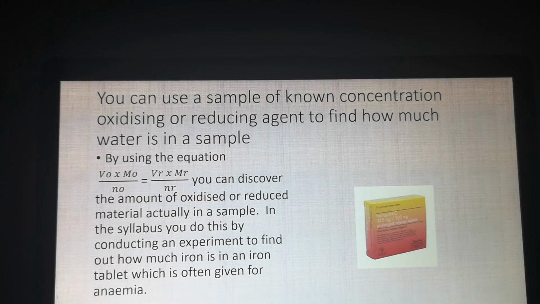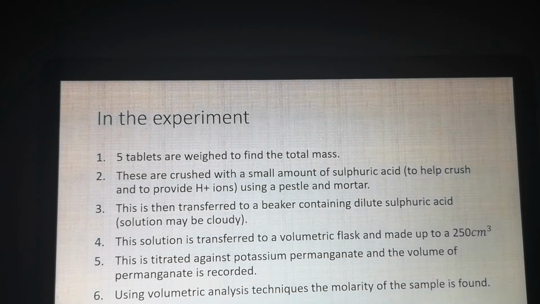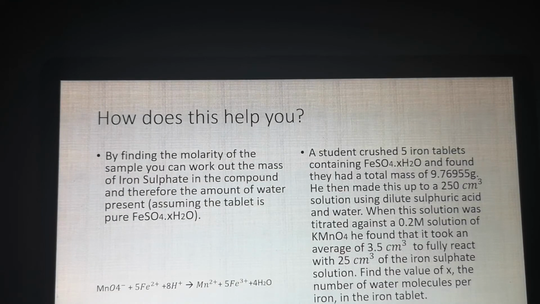Right. So I'm going to let you read through how to do this method on your own, and then I'm going to run through this example question, which I was hoping to spend more time on in the lesson today.